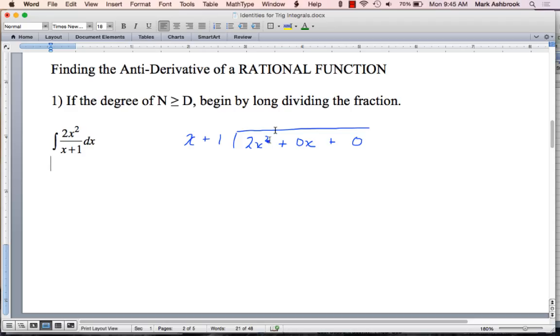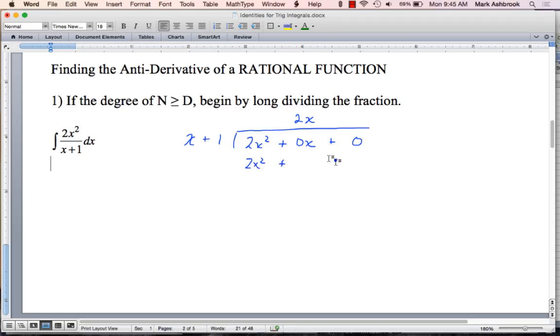And then just like long division, we ask: what are we going to multiply x by to get 2x squared? So that'll subtract away. So 2x, and that 2x is going to go in our x to the first column here, right? And why do we do that? Because now when we come down, we multiply 2x squared.